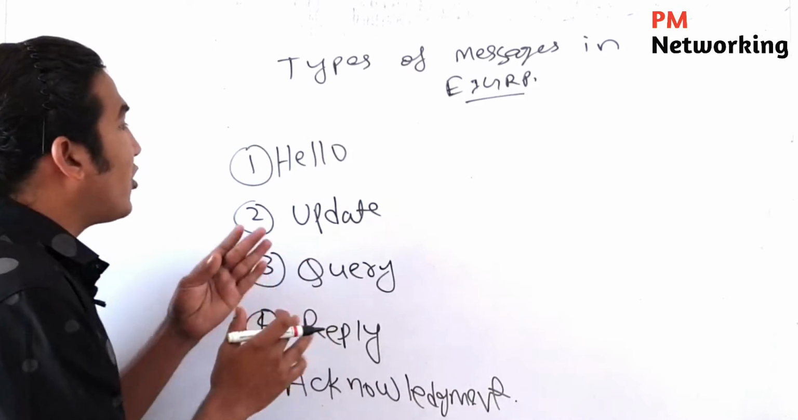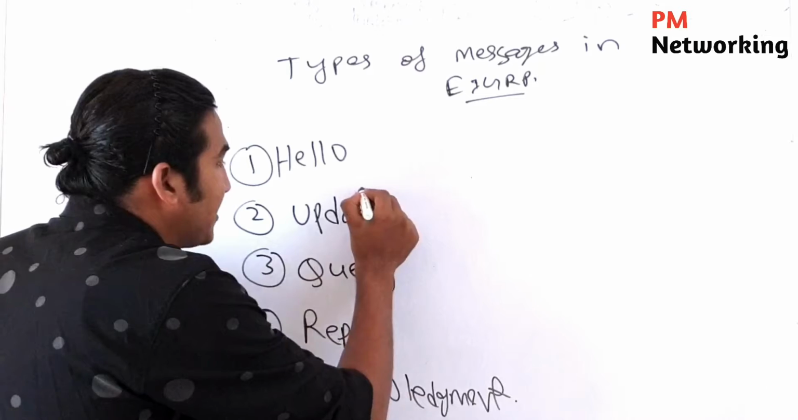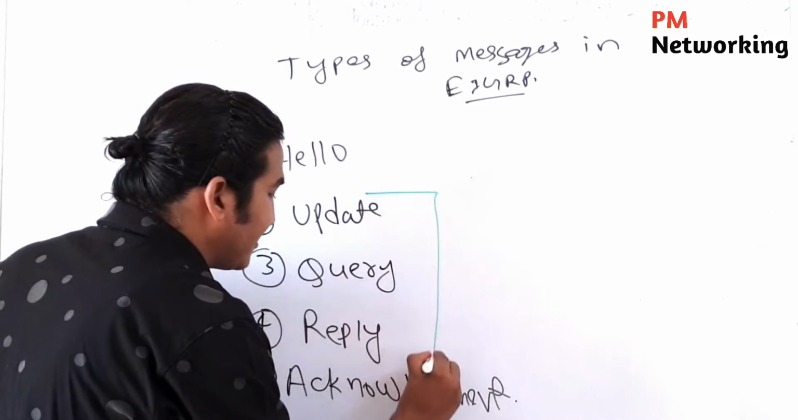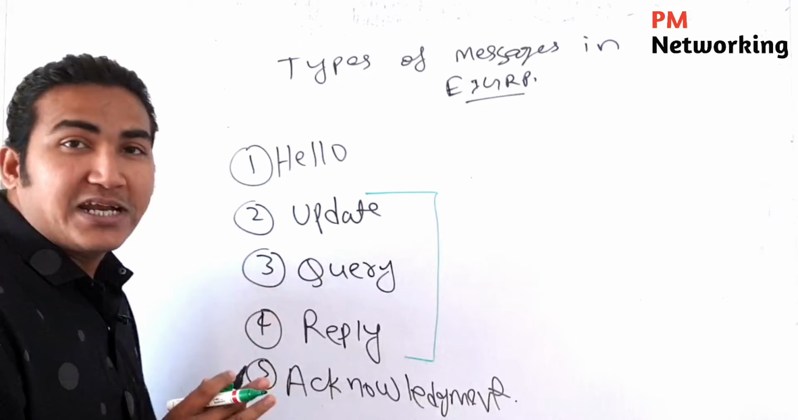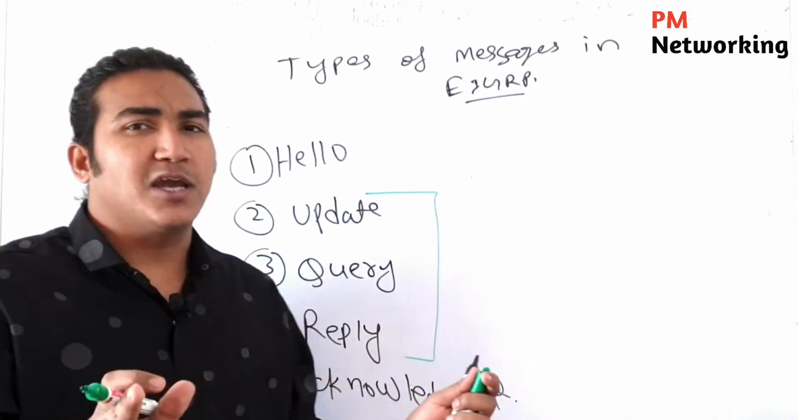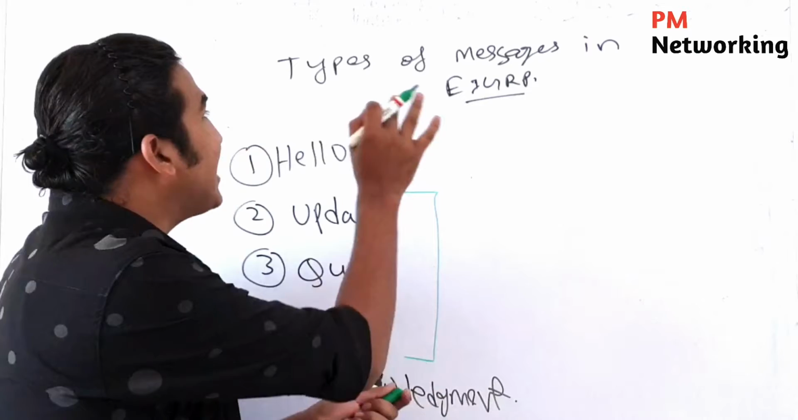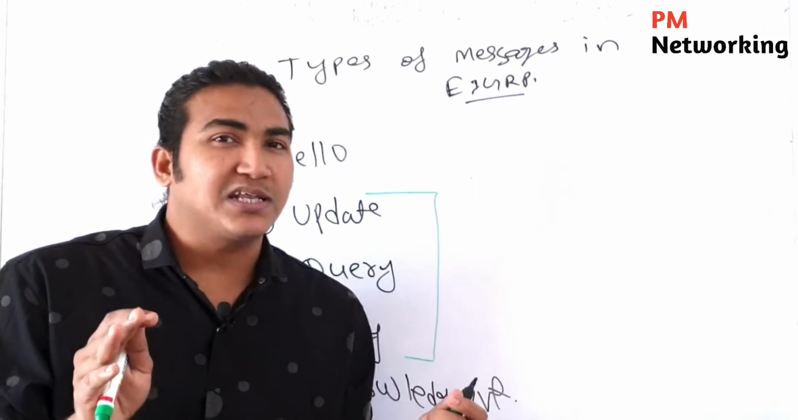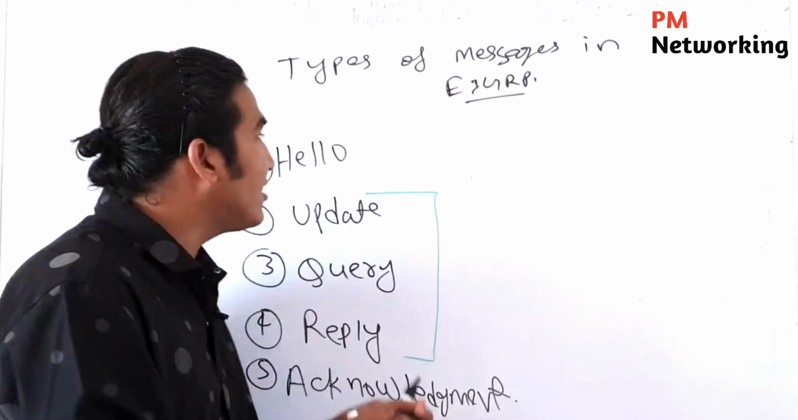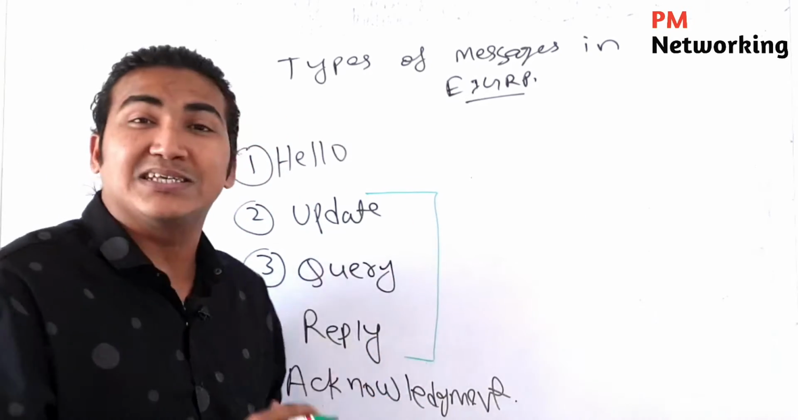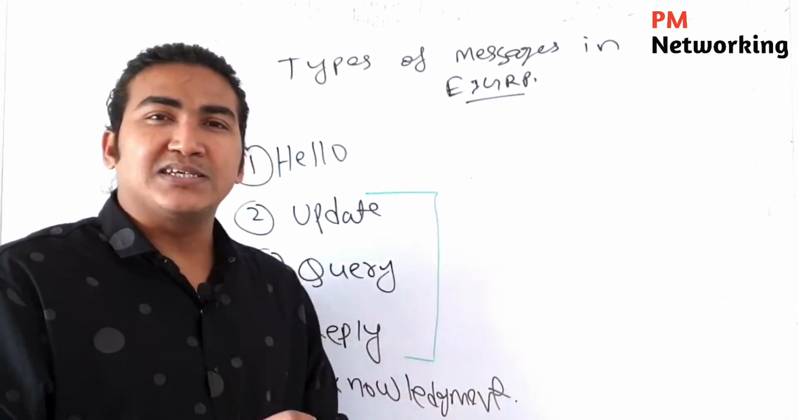Guys, first of all, let me tell you about these 3 messages, right? Reply message, query message, and update message are the reliable messages, right? But you might be thinking that EIGRP is a layer 3 protocol and TCP is responsible for reliability, right? So EIGRP is not using TCP. So how are these 3 messages reliable messages in EIGRP?